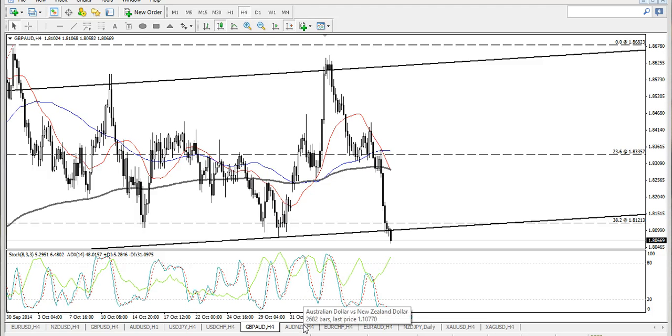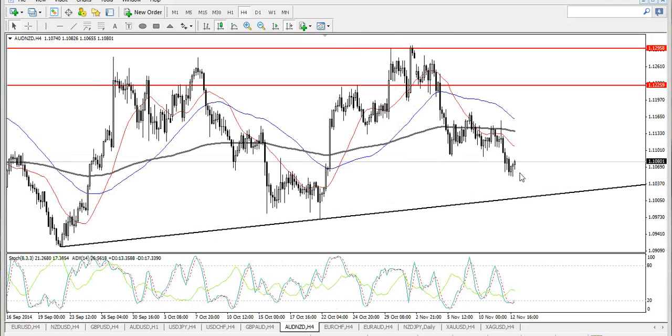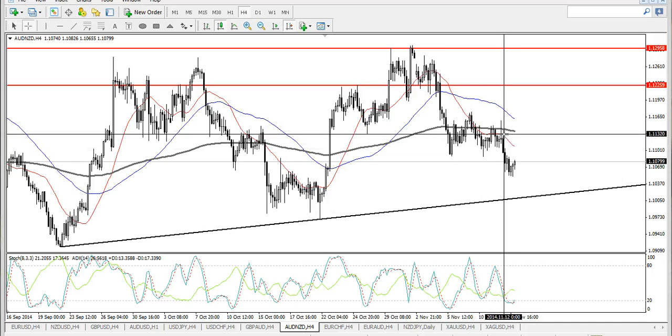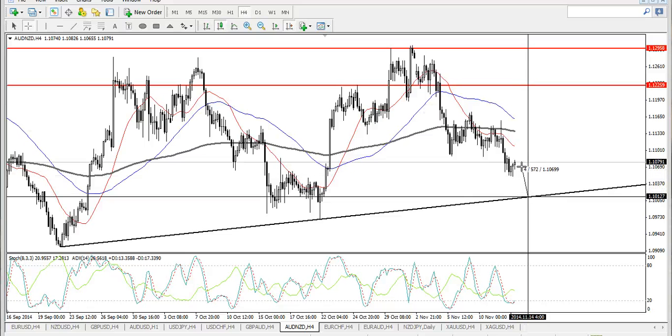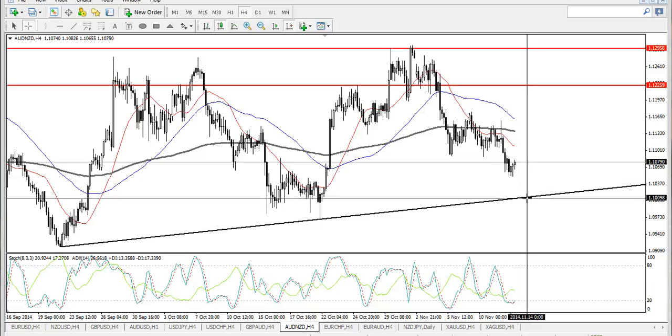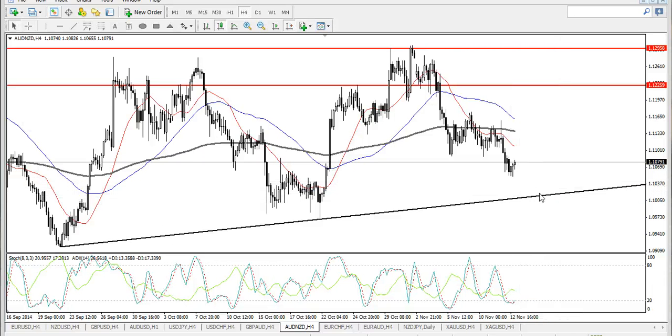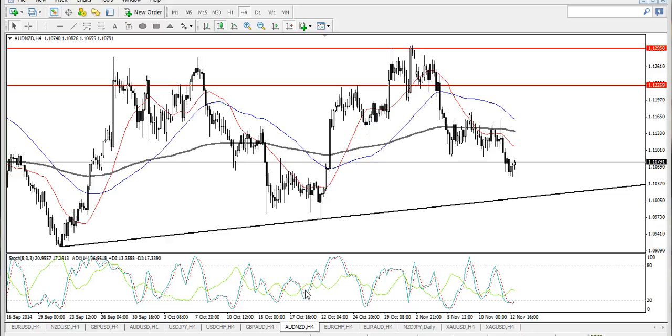And next we shall take a look at the Australian dollar against the New Zealand dollar. As we can see, there is an ascending triangle, and price has begun to fall even further, almost another 50 to 60 pips away from touching the bottom of the ascending triangle. So if it touches, then that is an opportunity to go for a long trade. Right, that is pretty much about this currency pair.